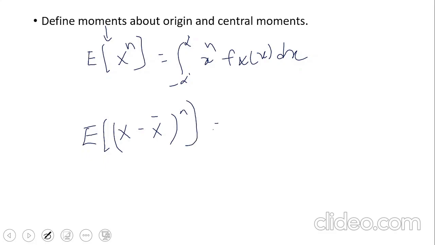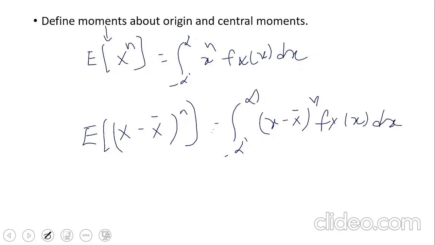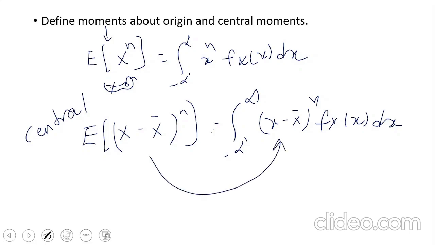So that is integral minus infinity to infinity (x minus x bar) whole power n fX(x) dx. This is about the central moments, also called the moment about the mean. The moment about the origin can also be written as (x minus 0) whole power n, so about the origin it is x minus 0. About the mean, it is (x minus x bar) whole power n; you replace capital X with small x, and x bar is a constant mean. That's why I am writing it as it is, whole power n, multiplied with fX(x) dx.